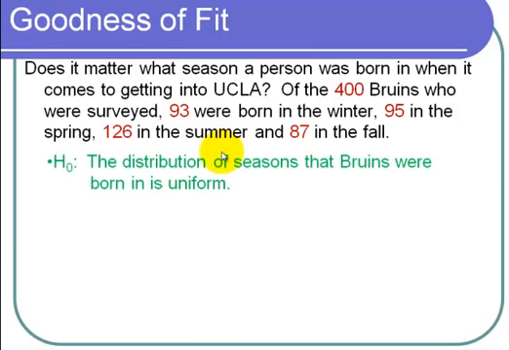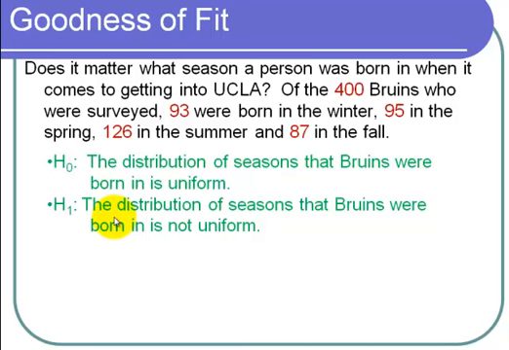So H naught, the null hypothesis. In this case, if it doesn't matter what season a person was born in, that means all seasons should have the same percentage of Bruins. In other words, it should be a 1/4, 1/4, 1/4, 1/4 split for spring, summer, winter, and fall. So H naught is the distribution of seasons that Bruins were born in is uniform. Because remember, uniform means all the same for each of the categories.